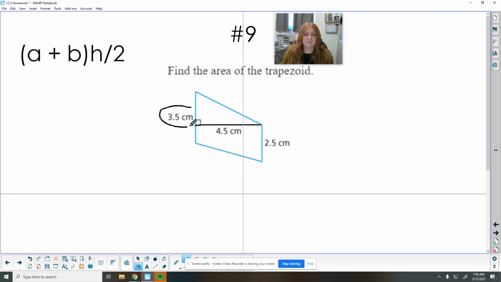So here's base 1, add it to base 2. Then, so remember, when we add, our decimals need to be lined up. We're going to multiply that by the height. Don't forget to move your decimals over, and then divide that by 2. If you need to add another 0 at the end of your number, make sure to do that.